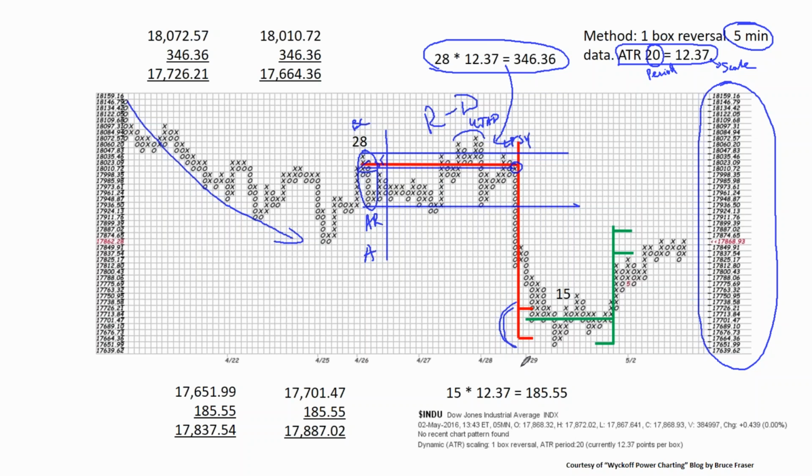And then it turns around and you can see there's this nice little accumulation and a jump out of that, and it rallies up to 17,868 off of that 15-column accumulation.